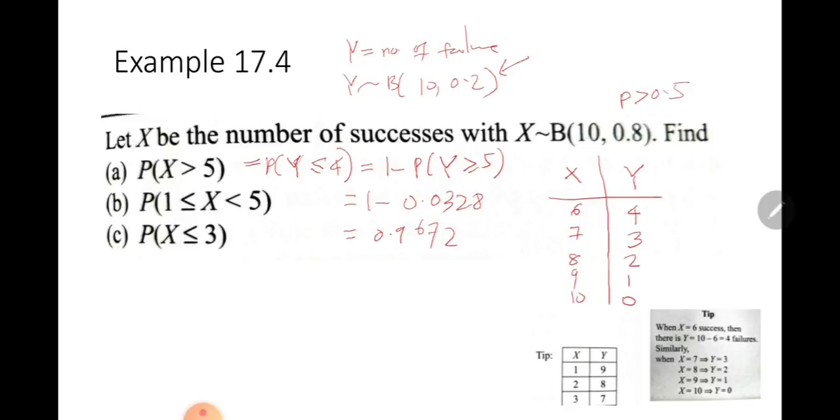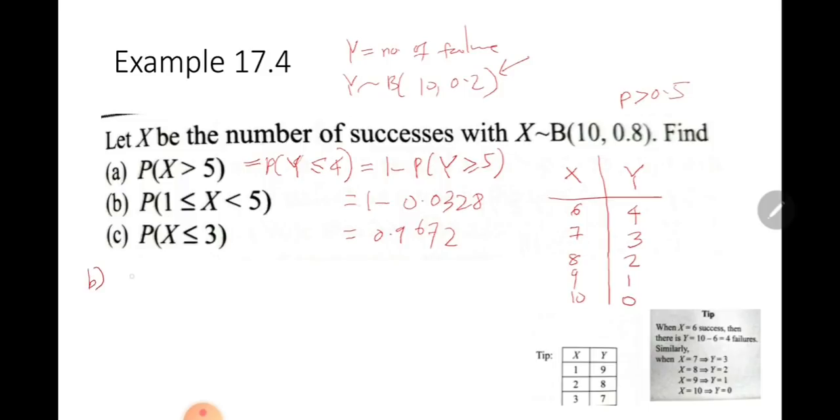Or if you don't want to, you can just use the formula. So you are adding up X equals 6, 7, 8, 9, 10. But using the formula, with p 0.8, it doesn't matter, because you can just calculate. Okay, so that is how you use the table if you have p greater than 0.5. So now let's look at B block.